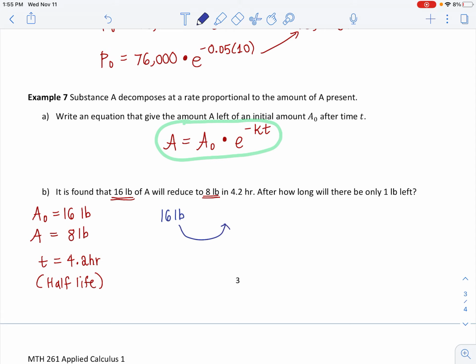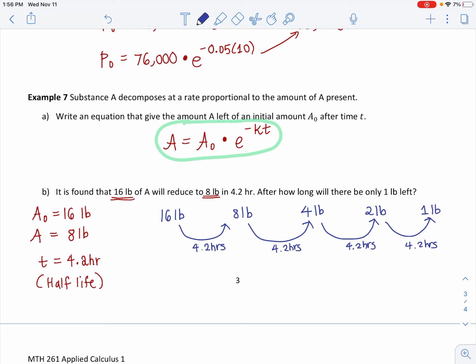Let's see. So we have 16 pounds in the beginning, right? After 1 half-life, 4.2 hours later, we got 8 pounds, right? Take another half-life, another 4.2 hours later, we're down to 4 pounds. Take another 4.2 hours, which is the half-life, and now we're down to 2 pounds. Take the last half-life, it's going to be 1 pound left. And we can go on, 0.5, 0.25, and so on.